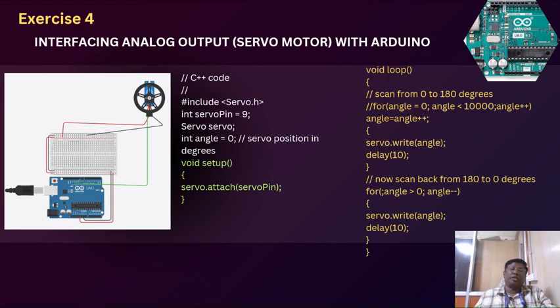Okay, header file Servo.h. So that pin, whatever value is to be stored there, it will be stored here, and scan from 0 to 180 degrees. For angle 0 to 180, the angle can be incremented, and servo write. So the writing will rotate the servo accordingly. If you want to reverse back, from 180 to 0 degrees, use angle minus minus, and it will rotate in the reverse direction. So angle plus plus is the forward direction, angle minus minus is the reverse direction.